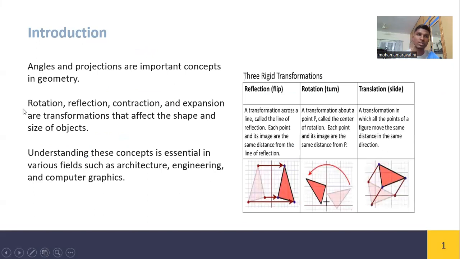Angles and projections are important concepts in geometry, like reflection, refraction, rotation, translation. It can be said as a flip, turn and slide. Here is the transformation about a point P, called the center of the rotation, center of the reflection or center of the translation. Rotation, reflection, contraction and expansion are transformations that affect the shape and size of objects. Understanding this concept is essential in various fields such as architecture, engineering and computer graphics.